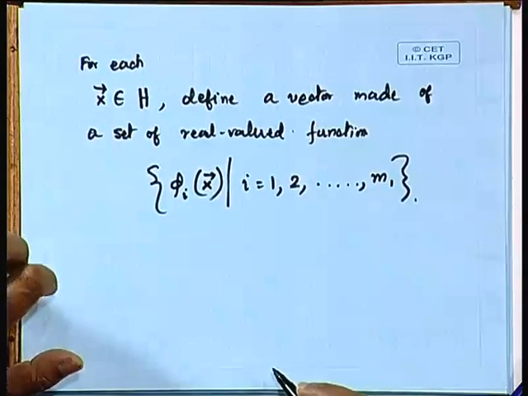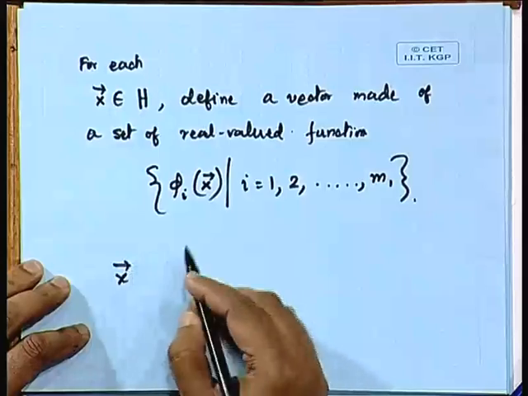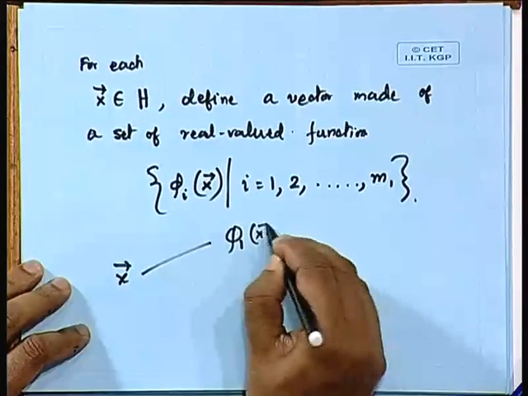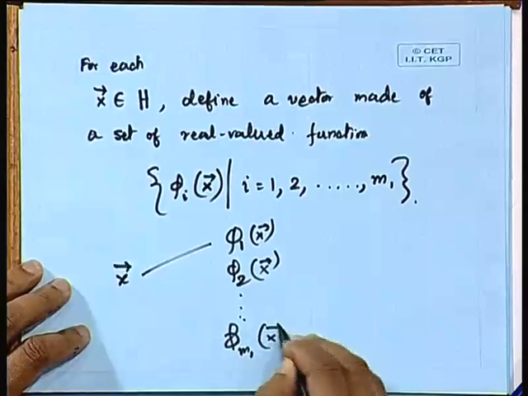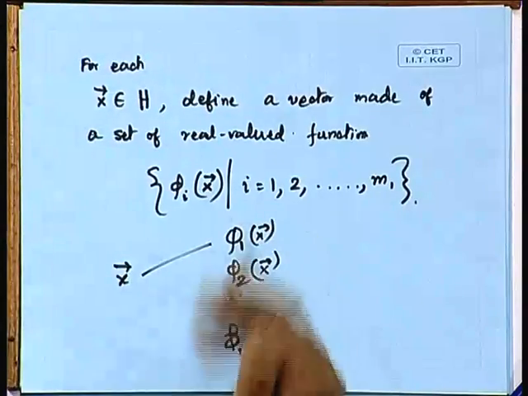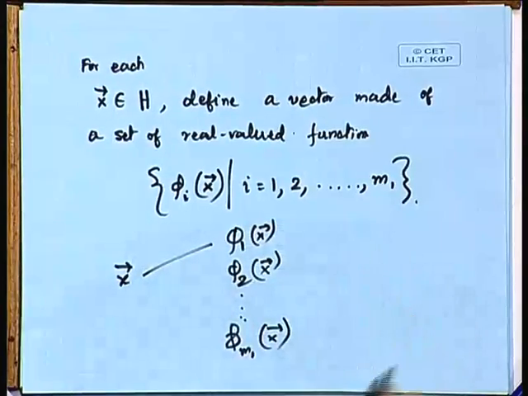So, that means we have m1 different real valued functions available: phi 1, phi 2, phi 3 up to phi m1. There are m1 real valued functions available to us as a set. With this set of functions, we can map X into phi X. Given some X, it can be mapped into phi 1 of X, phi 2 of X, and so on up to phi m1 of X. So, m1 such different mappings will be possible.